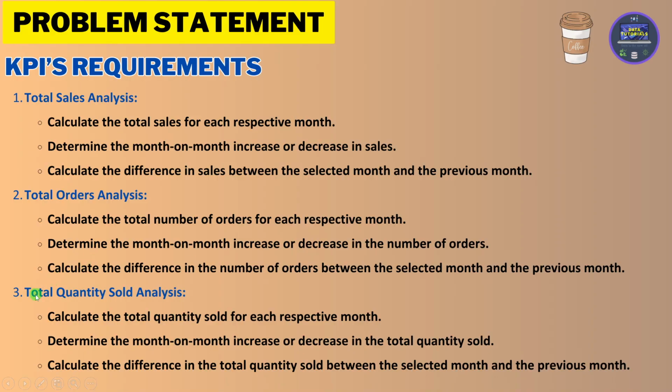The third metric we are going to find out is the total quantity sold analysis, right? So the third metric will be the total quantity sold in that entire month. Similarly, for this also, these three quantities will be important. That is the total quantity, the month on month increase, and the difference between the total quantity of the selected month and the previous month, right? So these are the KPI requirements. This explains to us how, at a higher level, the business is performing.